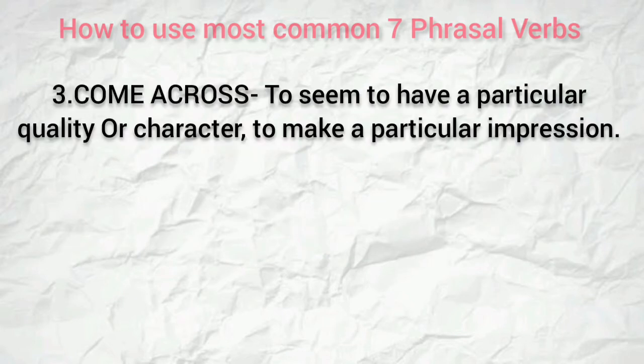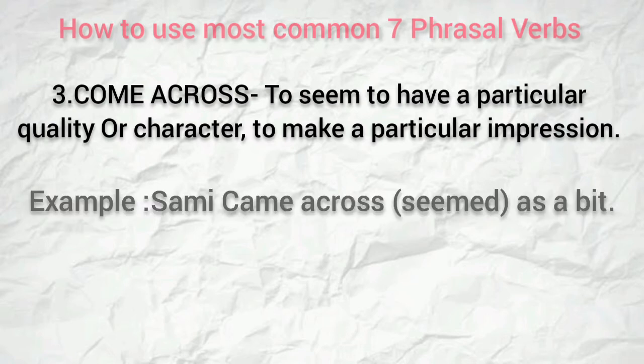Alright, here is number 3, that is come across. It means to seem to have a particular quality or character, to make a particular impression. Here is the example: Sami came across as a bit bossy. Instead of came across, we can also use seemed. So Sami seemed a bit bossy. When we use seemed, we cannot use as.